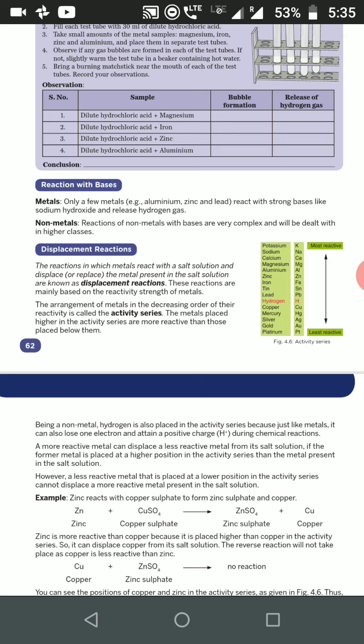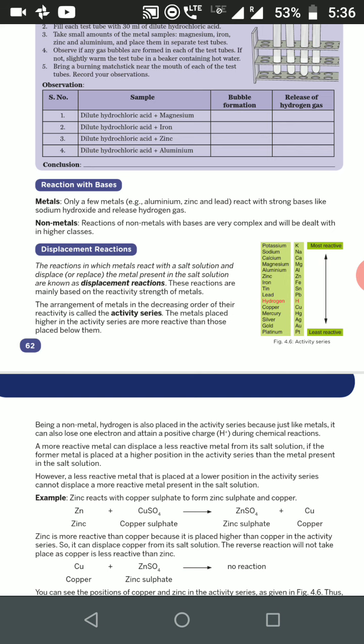In order to do the displacement reaction, you have to learn this activity series: potassium, sodium, calcium, magnesium, aluminium, zinc, iron, tin, lead, hydrogen, copper, mercury, silver, gold, platinum. This activity series has to be learned. The most reactive metal is sodium and the least reactive metal is platinum. If you learn this activity series, that is the arrangement of metals in the decreasing order of their activity, this is called activity series, you can do the displacement reaction.